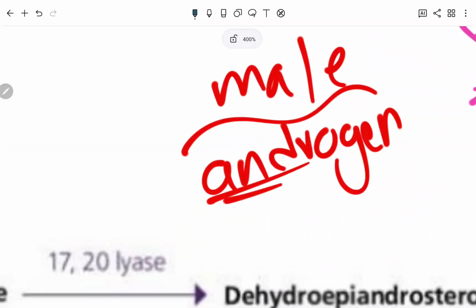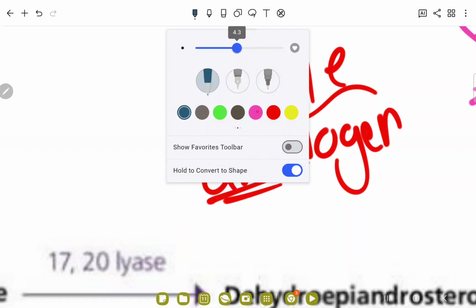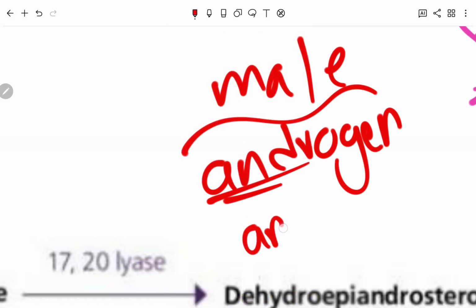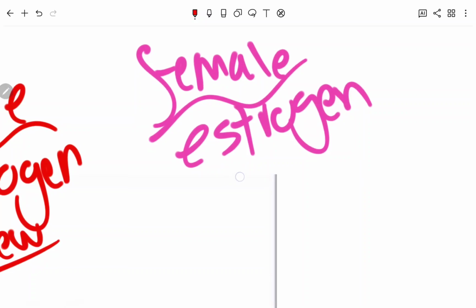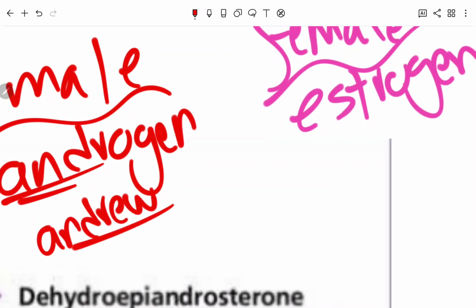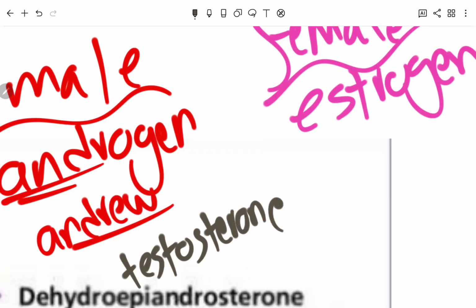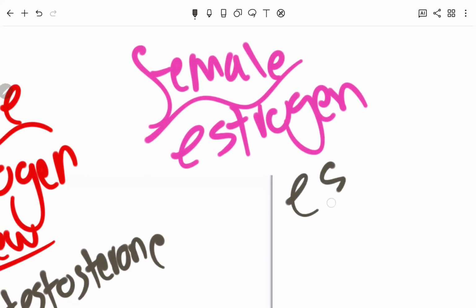And just to serve as a reminder, we have two types of sex hormones in our bodies. We have the male sex hormones called the androgens, and we can remember it this way: Andrew is a male name, and so androgens are the male sex hormones, whereas the female sex hormones are the estrogens. And in the male, we have different types of androgens. However, the main androgen is testosterone. Whereas in females, the main estrogen is estradiol.